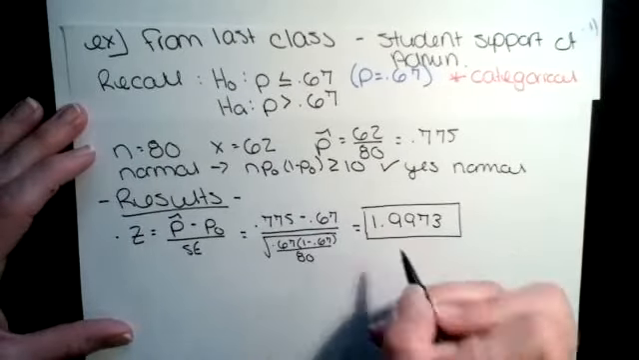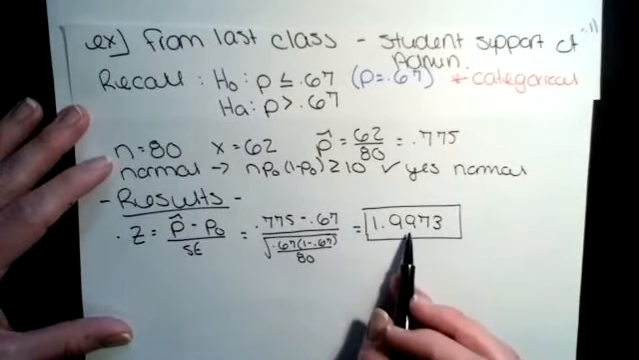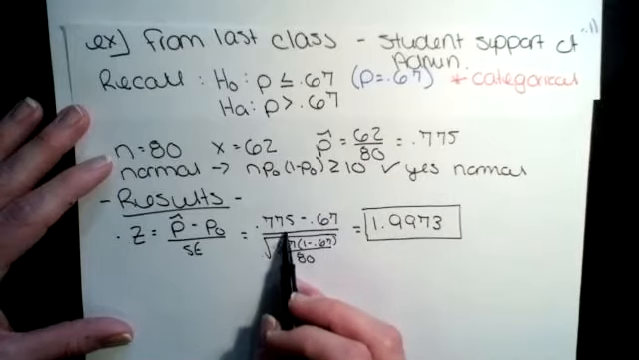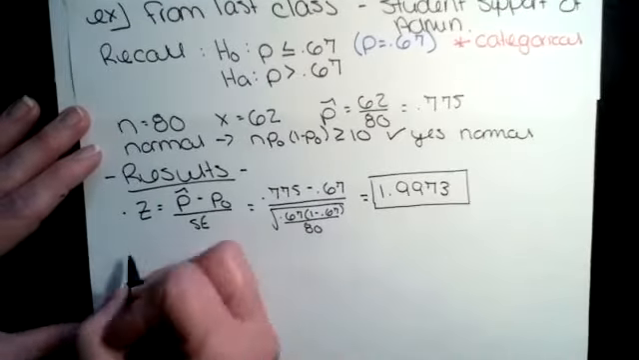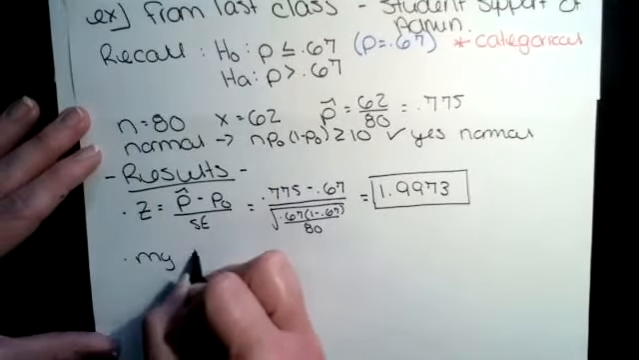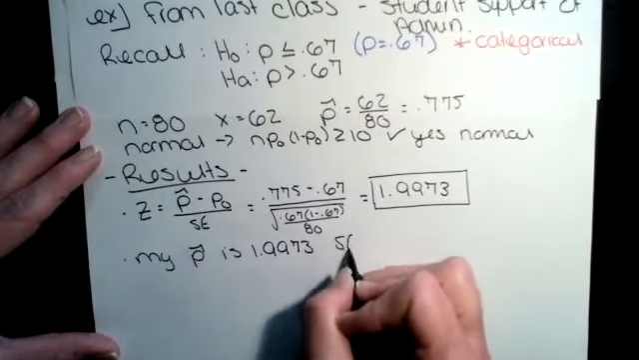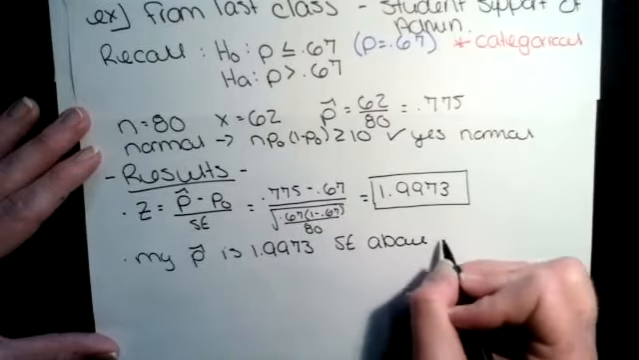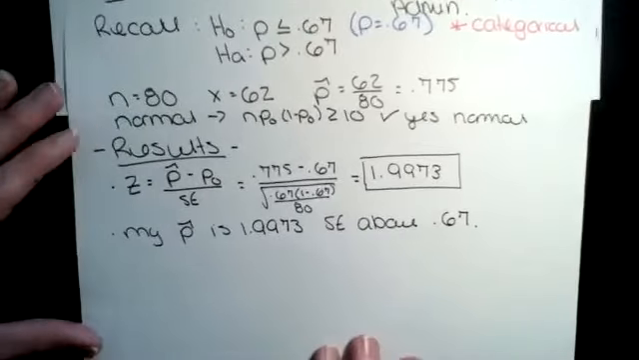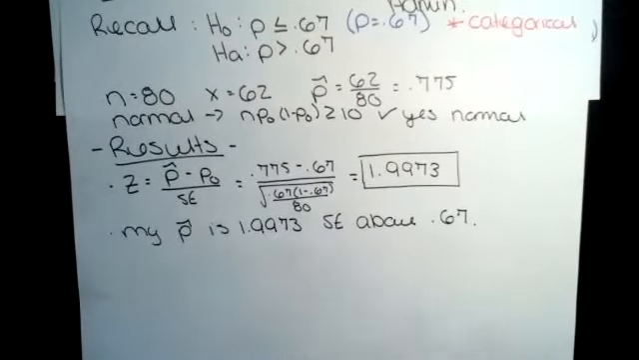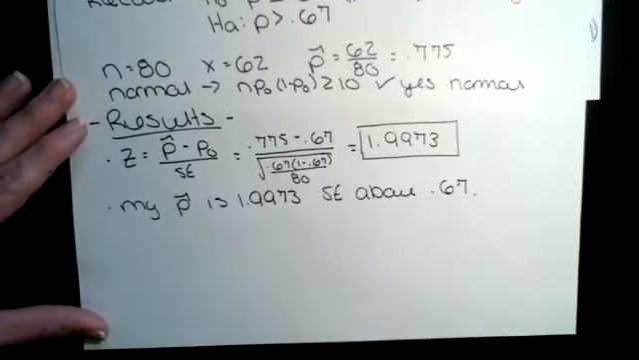So now I want to interpret this 1.9973. So this is where I am located on my curve. This is how far away my sample, which is the 0.775, is from the center, 0.67. So it's not just how many units, it's how many standard errors, right? So I'm just going to say my p hat is 1.9973 standard errors above 0.67. Done. Okay. So it's a real simple explanation of how far it is. You can write it any way you want as long as you get your point across that it's that many standard errors above or below your center.